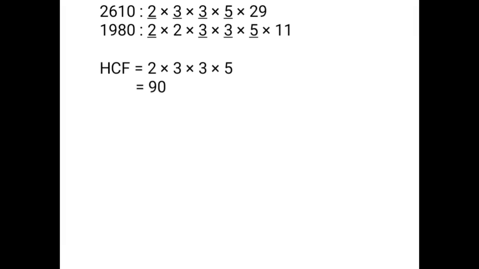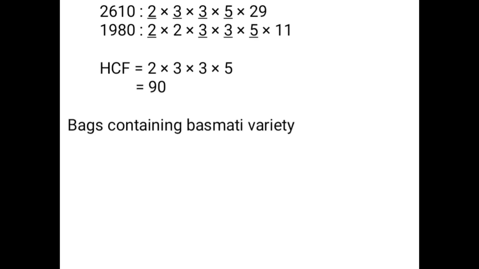Now you have to find bags containing basmati variety and bags containing Indrayani variety by dividing by HCF. Bags containing basmati variety is equal to 2610 divided by 90. That is equal to 2610 upon 90. Cancel 0 in numerator and denominator. Then you have to divide 261 by 9.